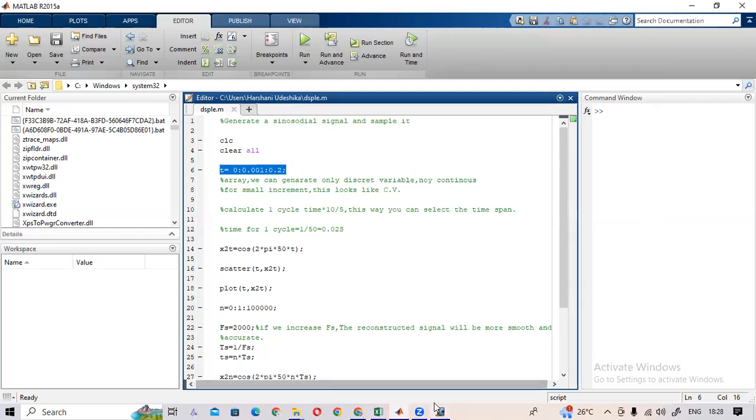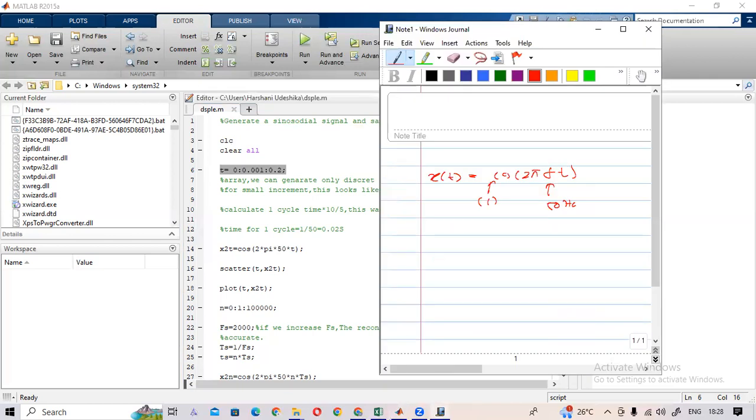Because for example, this signal is a 50 hertz signal. So what is the one cycle time? If this is 50 hertz, what is the time for one cycle? Please tell me. This is the number of cycles per second. Then what is the time for one cycle?